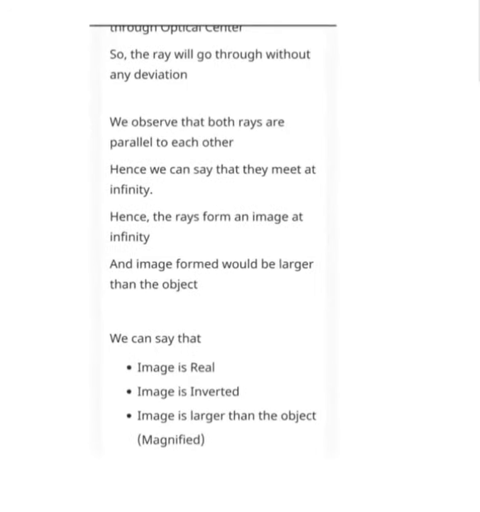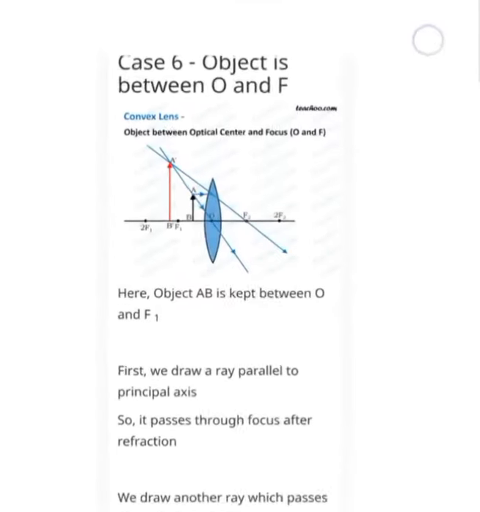So the conclusion which we will get from here is that we observe that both the rays are parallel to each other. We can say that they meet at infinity, hence the rays form an image at infinity, and the image formed would be larger than the object. We can say that the image is real, inverted, and larger than the object. The size of the image is greater as compared to the size of the object.